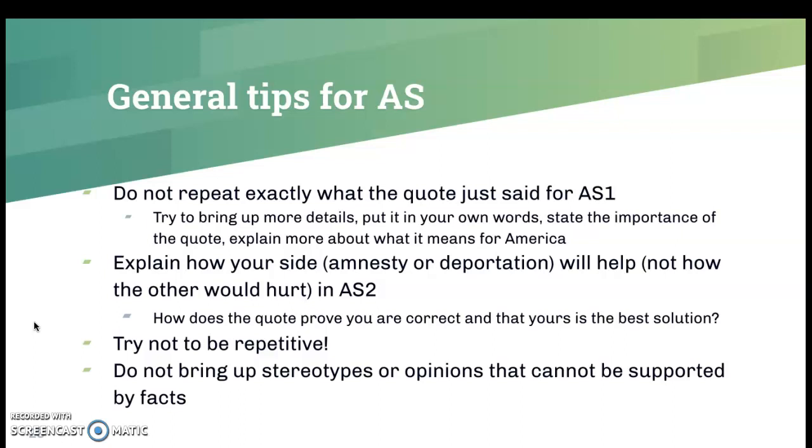Also, because the analysis is a little bit more of your opinion based, try not to bring up any stereotypes or any kind of outlandish comments or personal opinions that can't be supported by facts or statistics, right? We're still trying to be logical. We're still trying to make sure that everything we're saying is academic and can be supported by what the articles were saying. We're not trying to go off on a branch of craziness and outlandishness and just say whatever we think about types of people or jobs or America or anything like that, right? Stay grounded in the evidence.